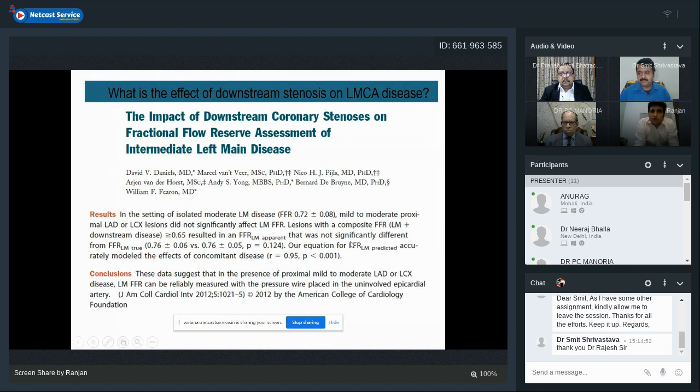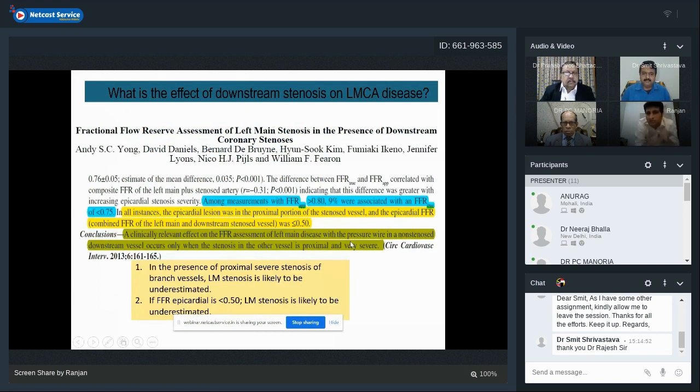Yeah. Okay. So to conclude, remember that downstream left main stenosis does affect the left main.